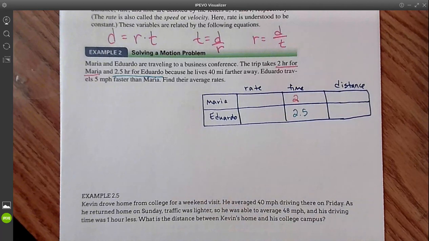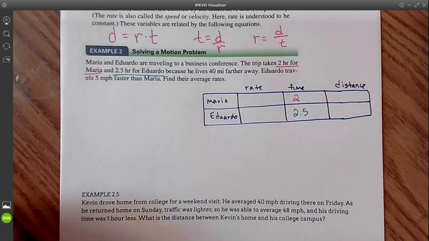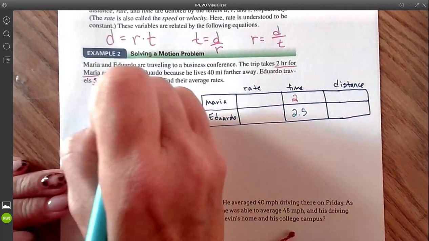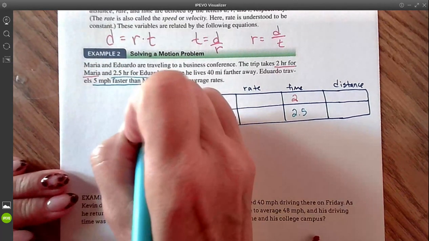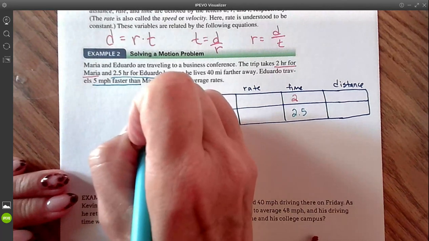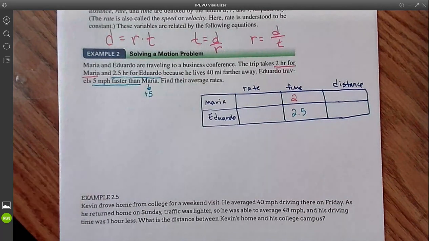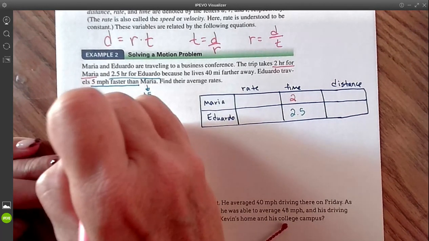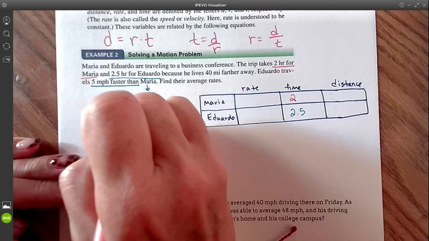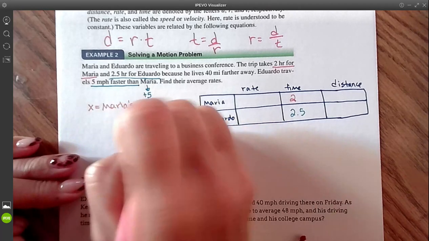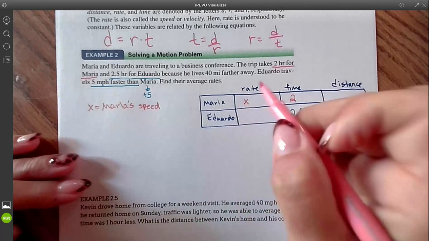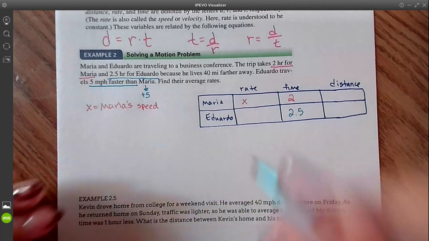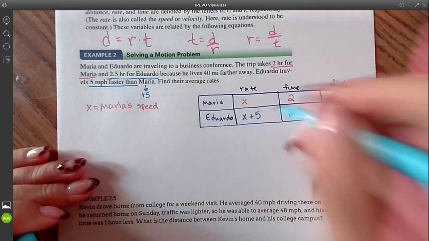Eduardo travels 5 miles per hour faster than Maria. So when it says 5 miles per hour faster than, that means we're going to take Maria's rate and add 5 to it. So Eduardo's is going to be Maria's added 5 to it. So we should let Maria's rate be our variable. So I'm going to say x equals Maria's speed. And I'll put that in the rate spot for Maria. And then Eduardo's is going to be Maria's added 5.